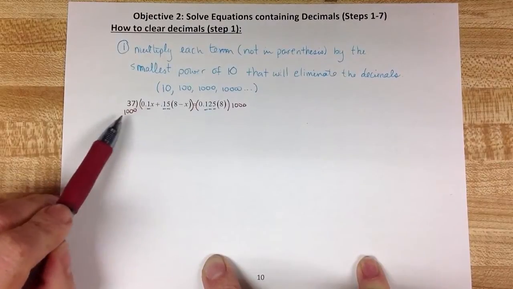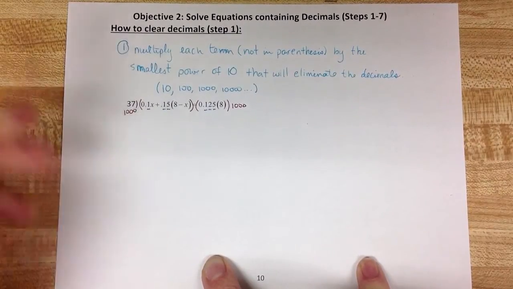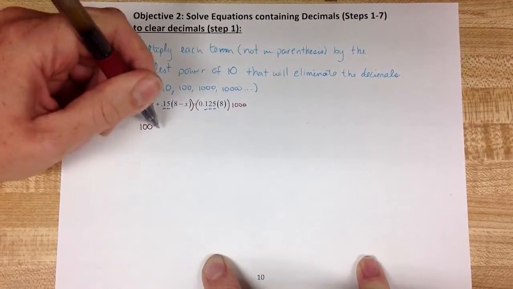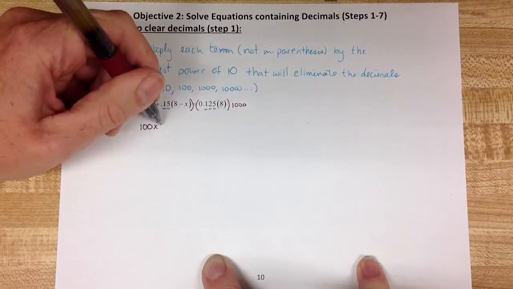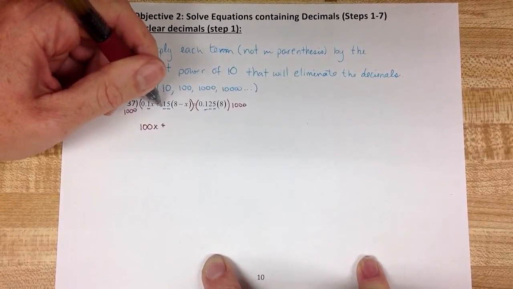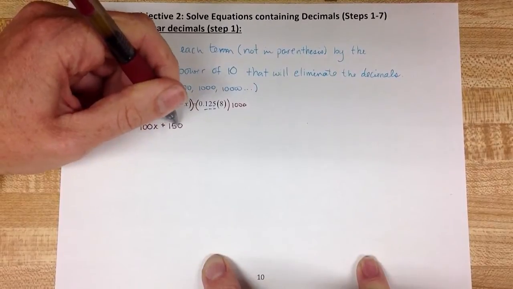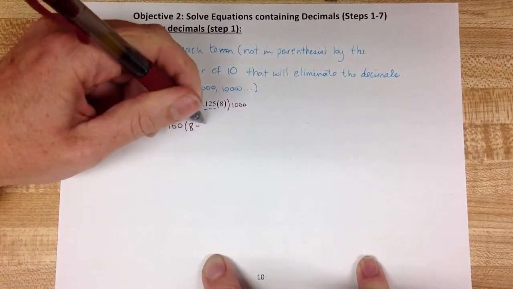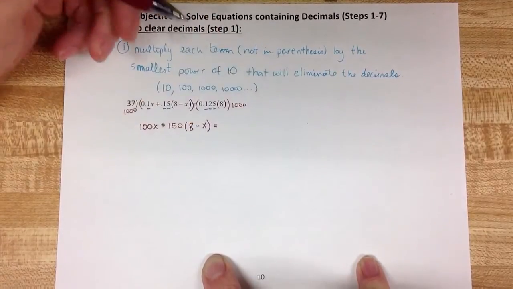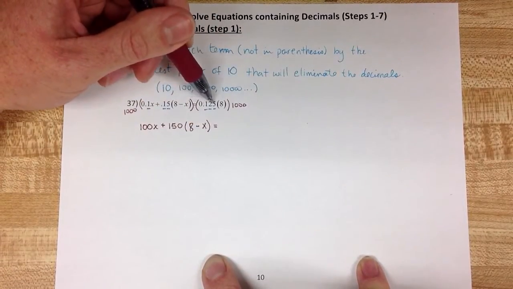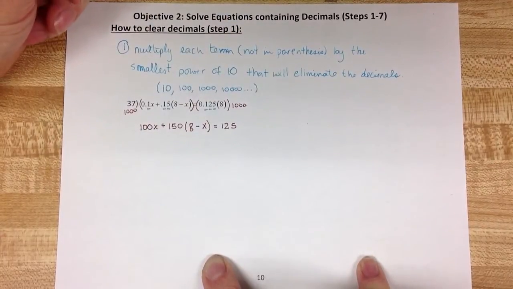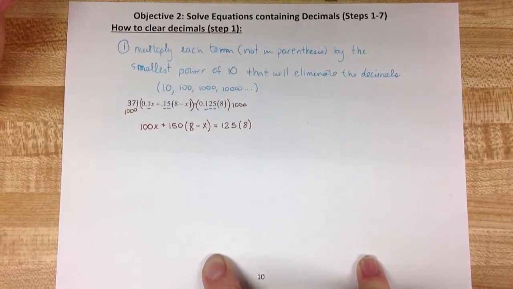So to multiply this first term by 1,000, I need to move the decimal to the right 3 places. So this 1/10 x, when multiplied by 1,000, becomes 100x. The 1/1500ths, when multiplied by 1,000, the decimal moves again 3 places. So this will become 150. The 8 minus x, since it's in parentheses, does not get multiplied by the 1,000. We just copy it down. And on the other side, multiplying 125 thousandths by 1,000 will make it into just 125.